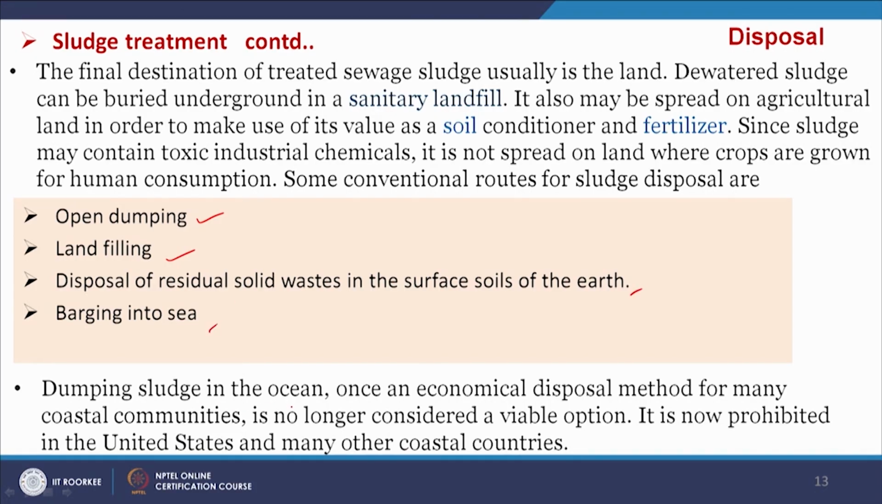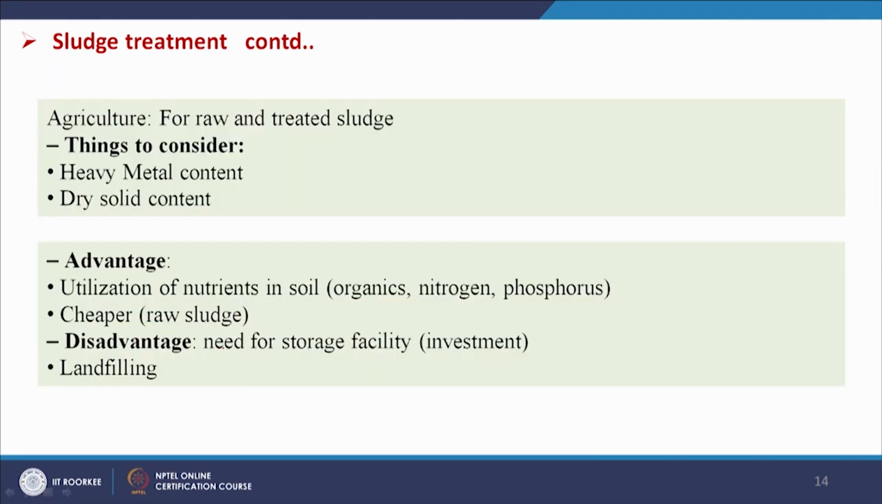Dumping sludge in the ocean, once an economical disposal method for many coastal communities, is no longer considered a viable option. It is now prohibited in the US and many other coastal countries. Feeding to hogs is also one option, but that is not that important. And if the dried sludge has some nutrient value and very little toxicity, then it can be used for agriculture purposes.